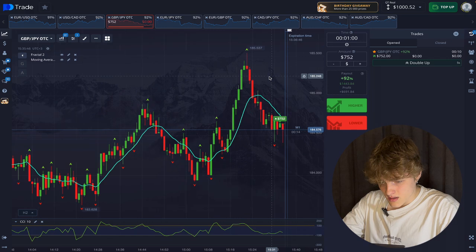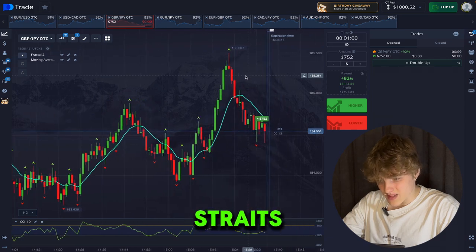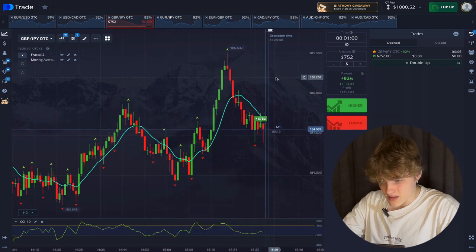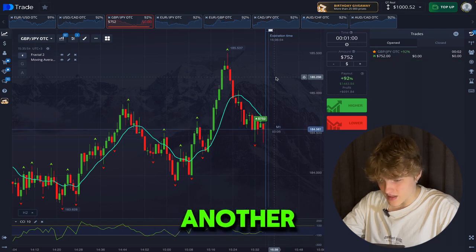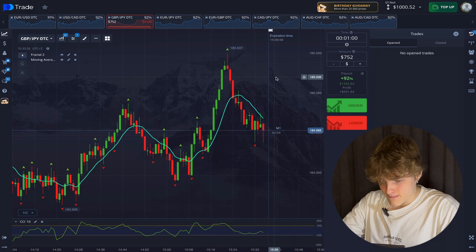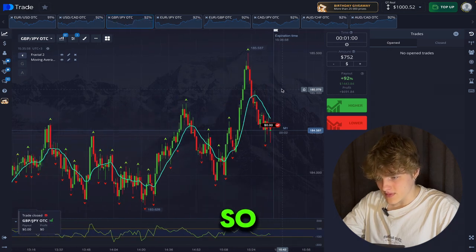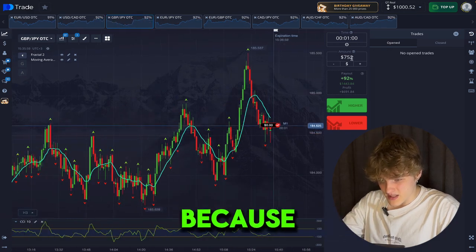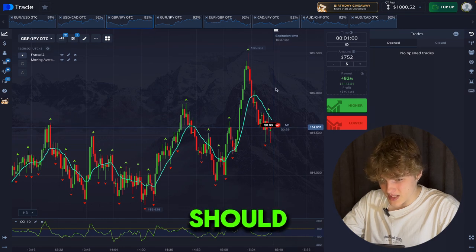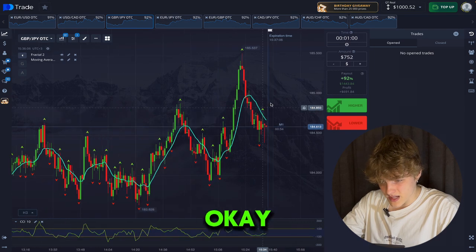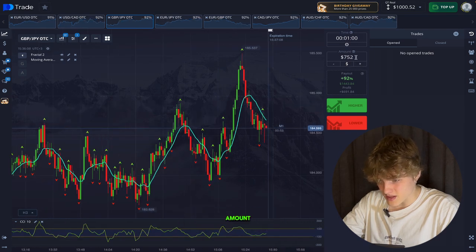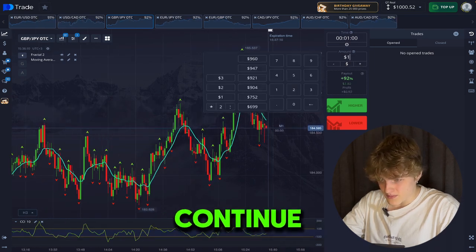However, we will close this trade at a loss. The entry point wasn't entirely correct, as I mentioned earlier. And so, yeah, unfortunately, I closed the trade at a loss. It's my fault, I should have waited for a clearer crossing of the moving average. Okay, now I'll change the trade amount and continue.